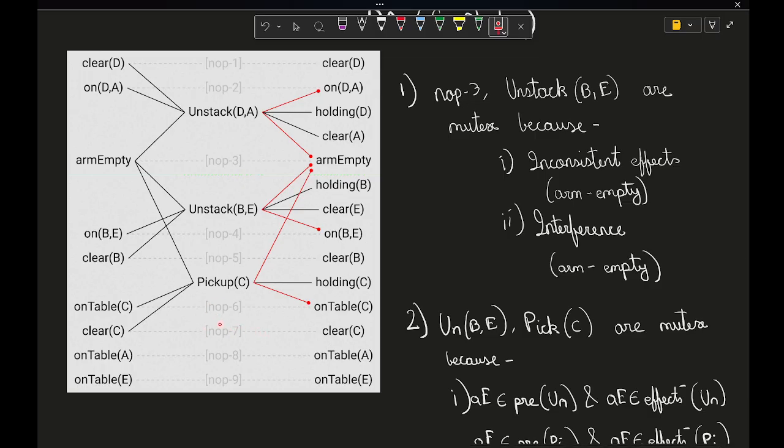Let's see. So again, inconsistent effects here, if we check that, then is there any precondition that is, so there is a precondition clear C of no op 7, which is also an added effect of no op 7, but this added effect is not being affected by pickup C. So second condition, inconsistent effects, does not apply. For interference, there is no precondition of pickup C or no op 7 that is being deleted. Yeah.